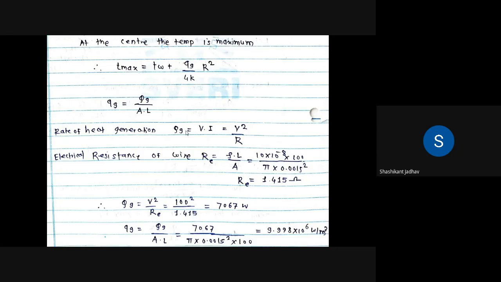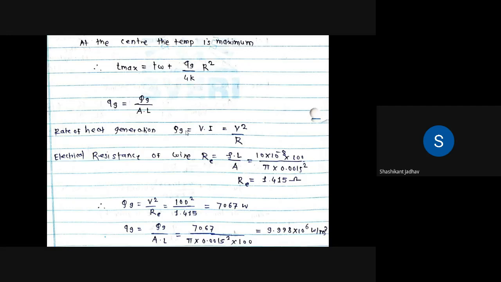So first of all, you have to calculate the value of capital Qg, that is the rate of heat generation. Power has the unit watt, and rate of heat generation has the unit watt. So Qg is nothing but power. Power is nothing but V into I, and the other formula is V square by R. For finding the value of Qg, we know the value of V, but we don't know the value of R. So we have to calculate the electrical resistance of the wire. And what is the formula for that? R is equal to rho into L divided by A.